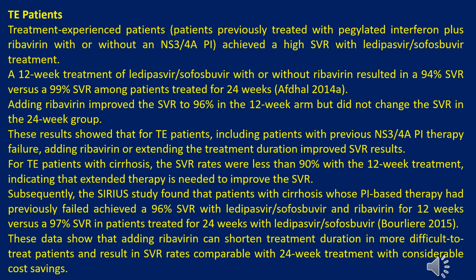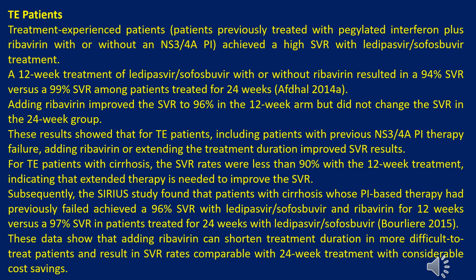We will now discuss treatment-experienced patients. Treatment-experienced patients, that is patients previously treated with pegylated interferon plus ribavirin with or without an NS3/4A PI, achieved a high SVR with ledipasvir plus sofosbuvir treatment. A 12-week treatment of ledipasvir plus sofosbuvir with or without ribavirin resulted in a 94% SVR versus a 99% SVR among patients treated for 24 weeks, according to Afdhal 2014a.